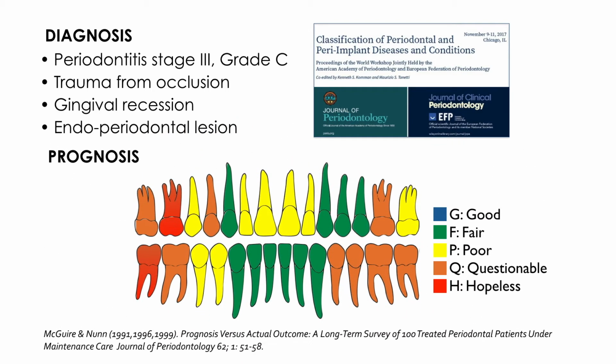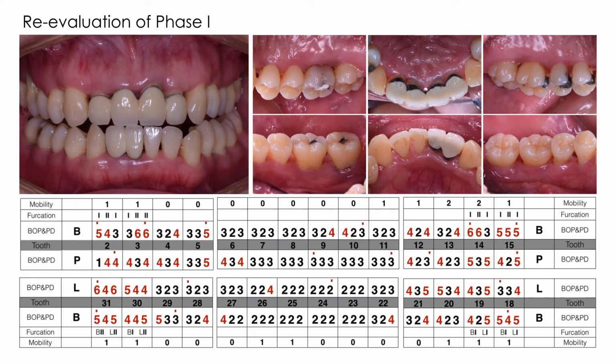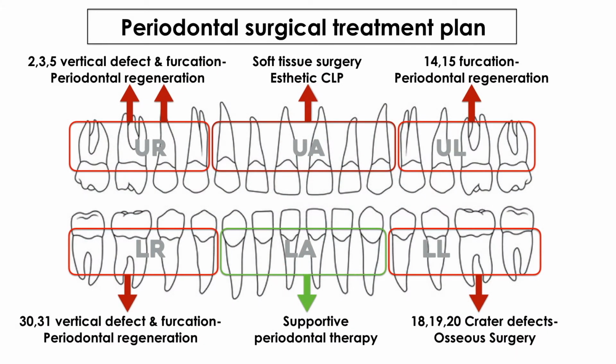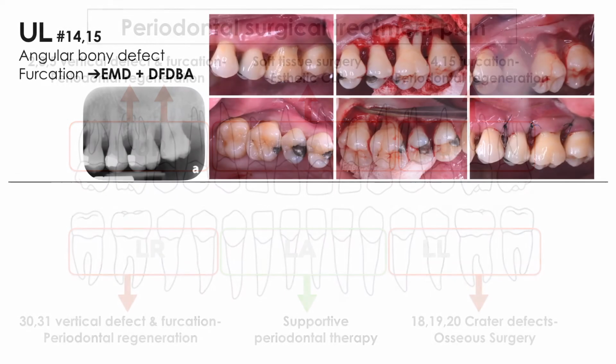Many teeth are questionable to hopeless prognosis, but we shall keep in mind that prognosis is dynamic and can be changed after treatment. After controlled inflammation and infection, we can further focus on specific area by surgical approach. Our surgical treatment plan include regeneration, resective, and soft tissue surgery.